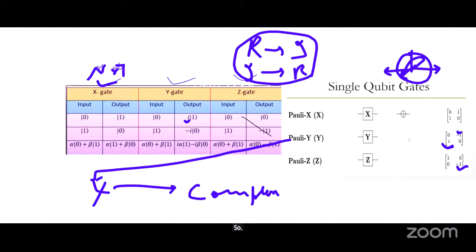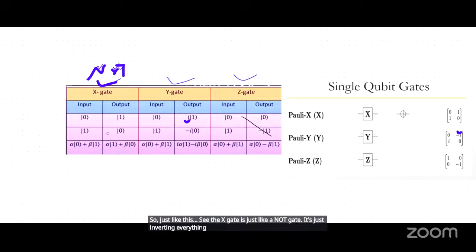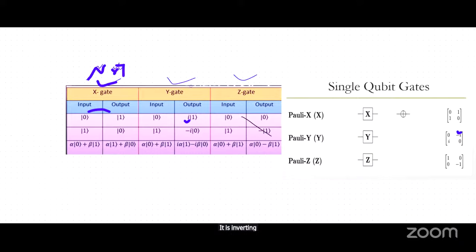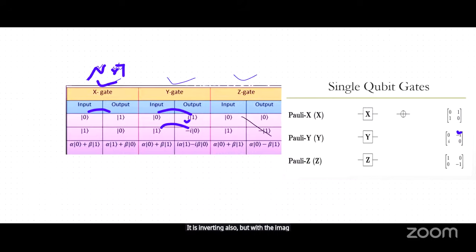So just like this, the X gate is just like a NOT gate. It's inverting everything. The Y gate is also inverting, but with the imaginary system: 1 to 0, 0 to 1, with an added imaginary factor.